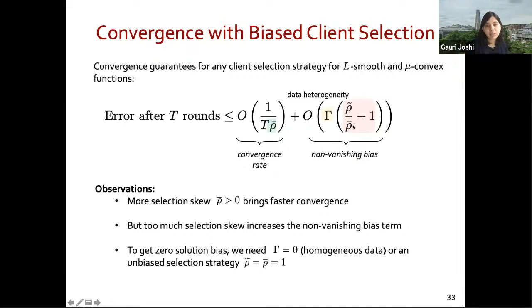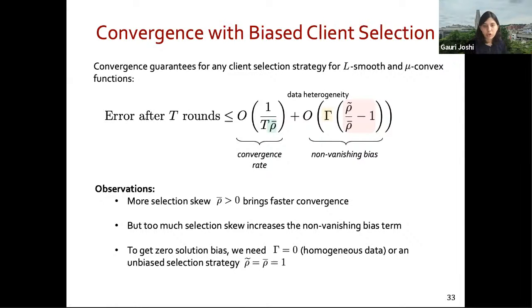But if there is a selection bias, then we also get this non-vanishing error term in the second term of the error bound. And this non-vanishing error actually increases with the amount of data heterogeneity. In this paper, data heterogeneity is measured in terms of the parameter gamma. If there is no data heterogeneity, then the second term just drops off. But in presence of data heterogeneity, you do get a non-vanishing bias.